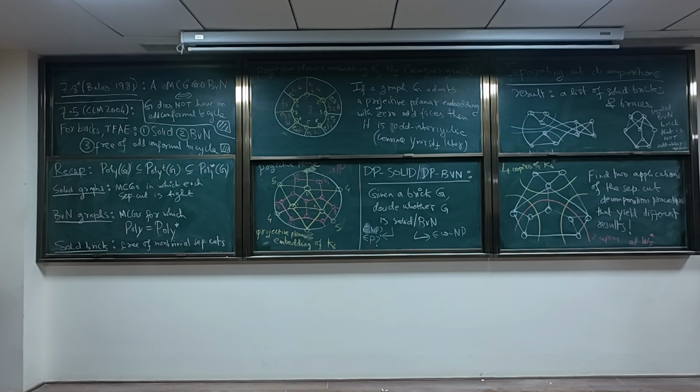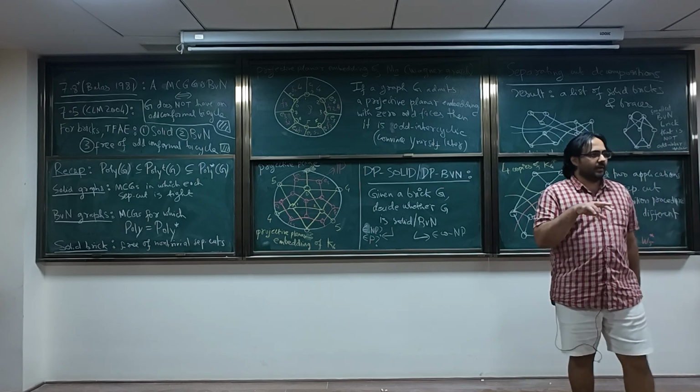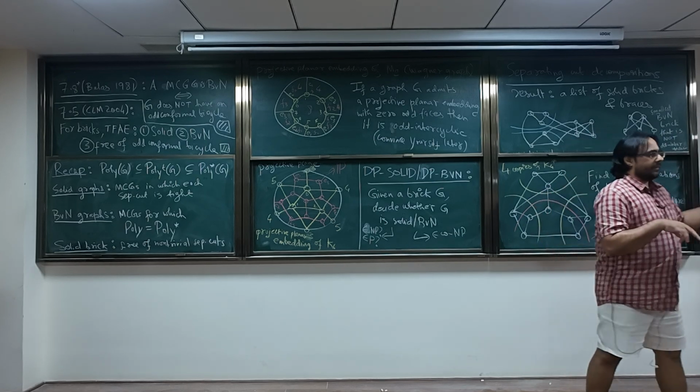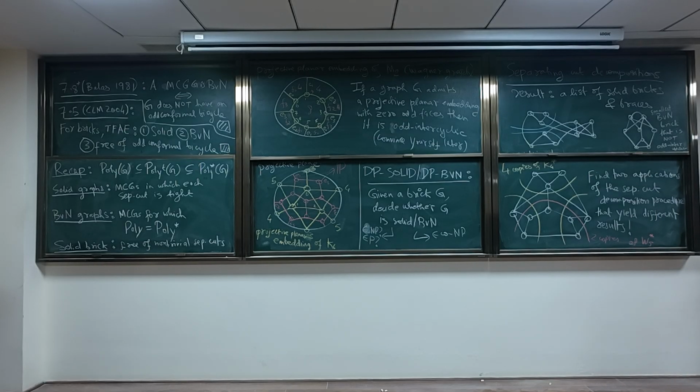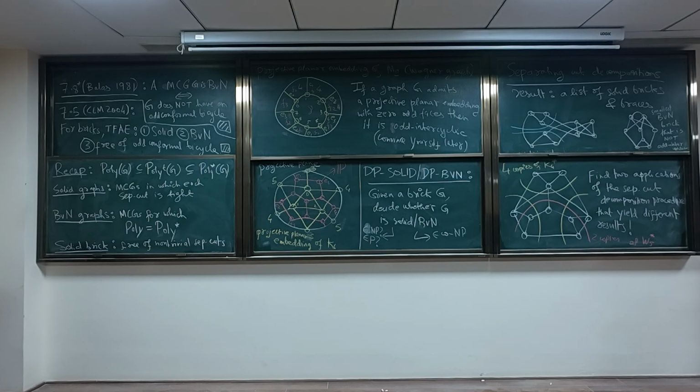Good. What's next? I want to tell you a little bit of the history. In Lucchesi-Murty there are one or two sections that describe families of solid bricks that are not odd-intercyclic. For example, the Murty graph is the smallest solid brick that is not odd-intercyclic. In the same spirit, they have given descriptions of 2 families of solid bricks that are not odd-intercyclic.